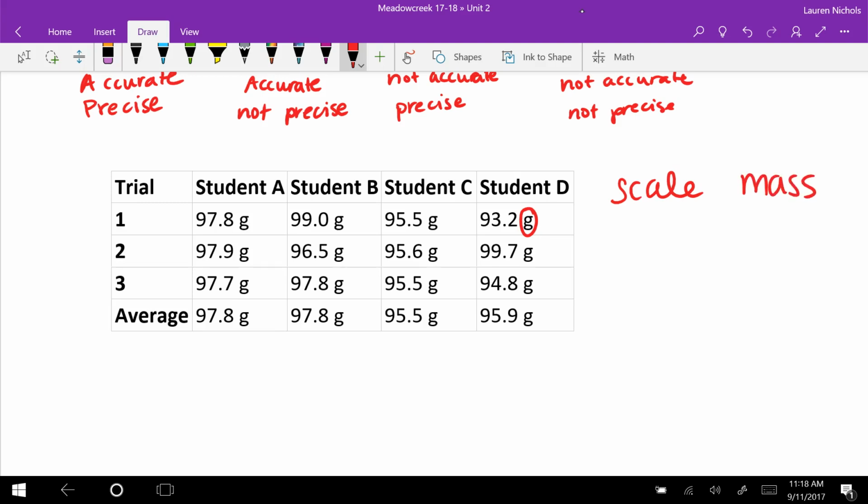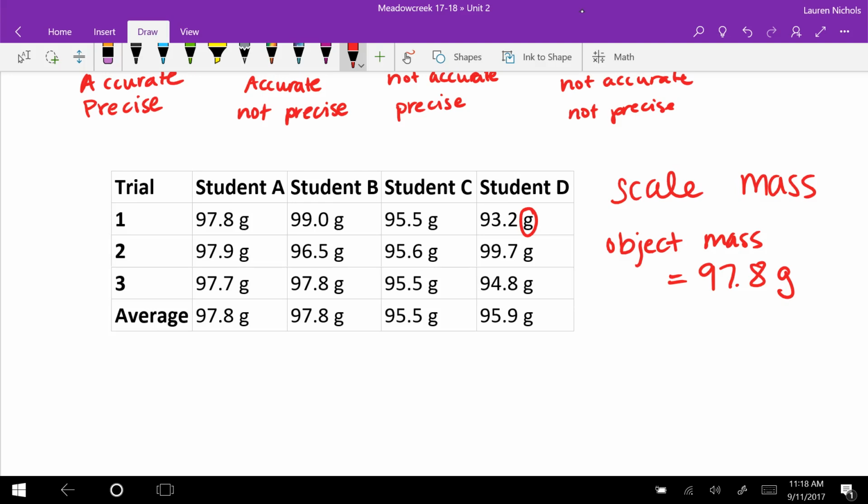Okay, so they're using 4 different scales, and they want to know which ones are accurate, which one is precise. Now, they were all weighing the exact same object, and their object had a mass that was equal to 97.8 grams. Okay, so we need to look at whether or not something is accurate and precise, and we're going to label each student with their numbers. So because we already circled the G in student D, let's look at theirs first.